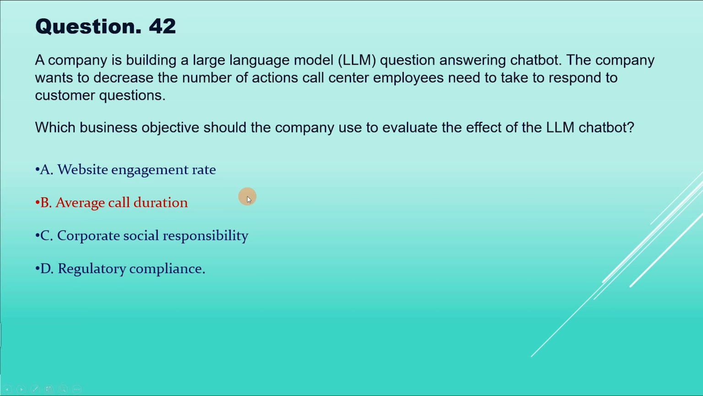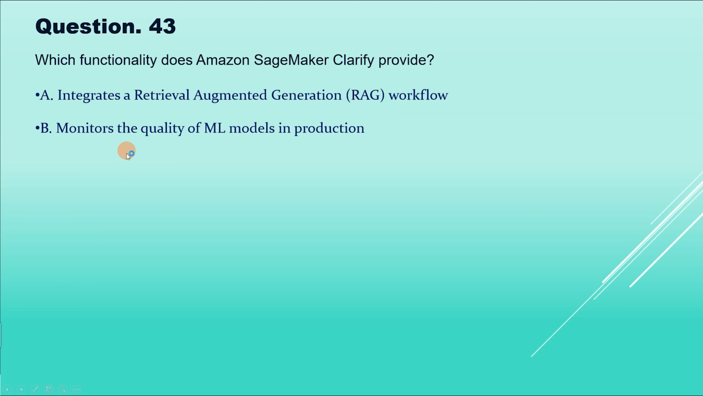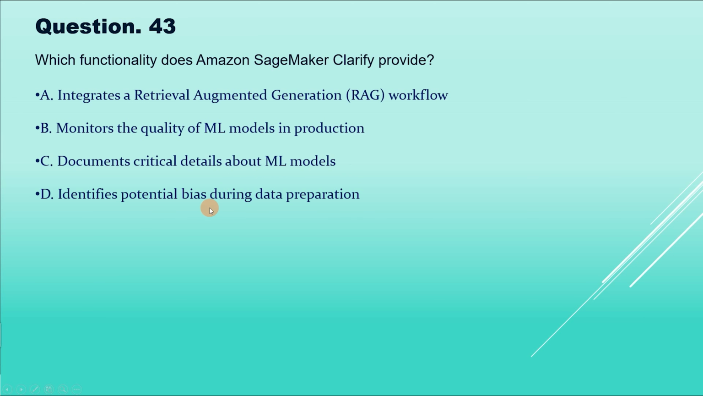Now question number 43. Which functionality does Amazon SageMaker Clarify provide? And here are the options: A, integrates a retrieval augmented generation workflow. Option B, monitors the quality of ML models in production. Option C, documents critical details about ML models. Option D, identifies potential bias during data preparation.